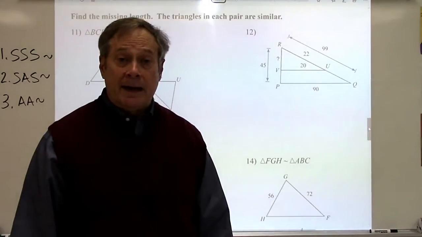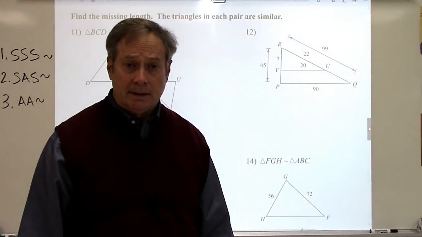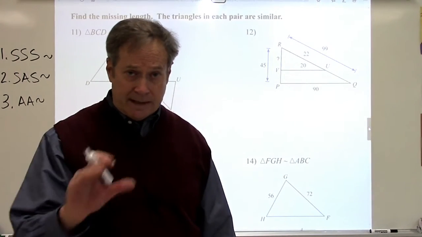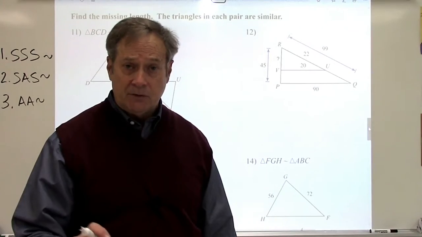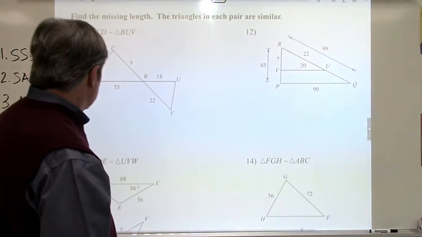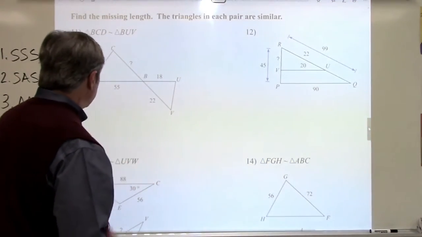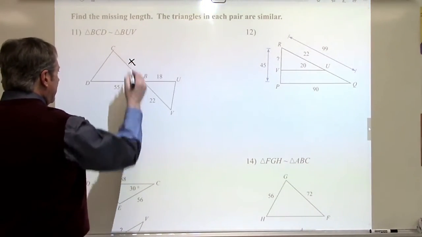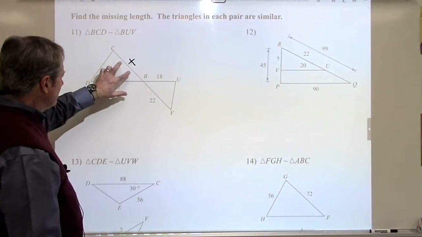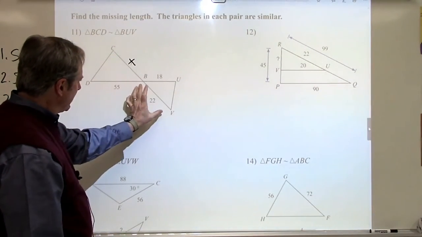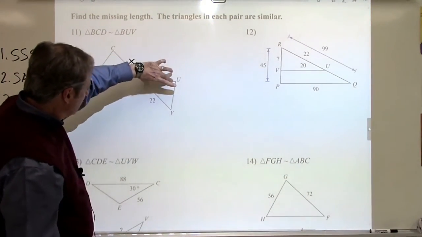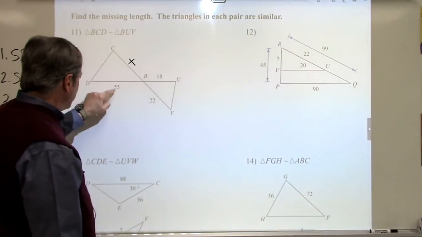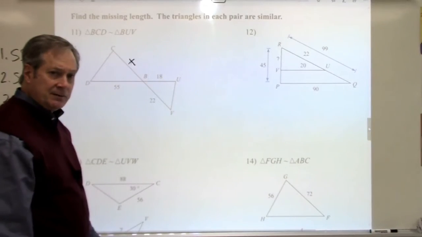All right, now the remainder of these are already similar, and given that knowledge, we then need to find the missing sides. So we know that these two triangles are in proportion to each other. We're trying to find that length x. The trouble is, does this length x compare to the 22, or does it compare to the 18? Because frankly, I don't know if this number is bigger than 55 or smaller than 55.